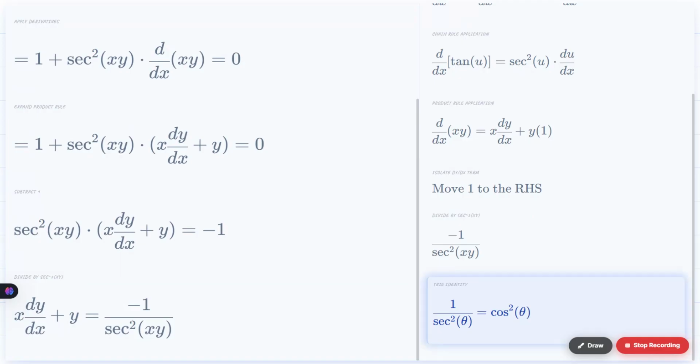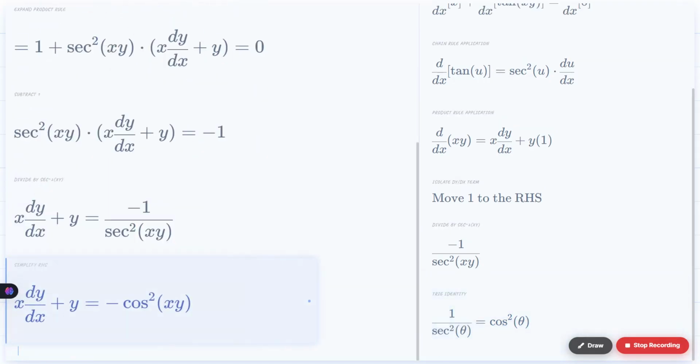We look at the rule for secant and cosine. We do this to make the right side easier to read. The rule says 1 divided by sec squared of theta is equal to cos squared of theta. We simplify the right-hand side using that rule. We do this to make the equation look cleaner. Now we have x times dy divided by dx plus y equals negative cos squared of xy.